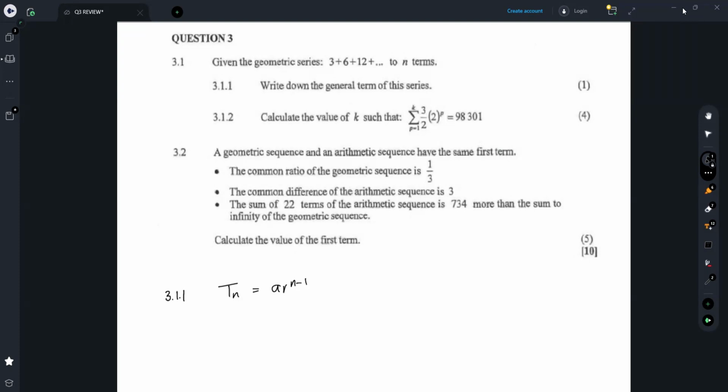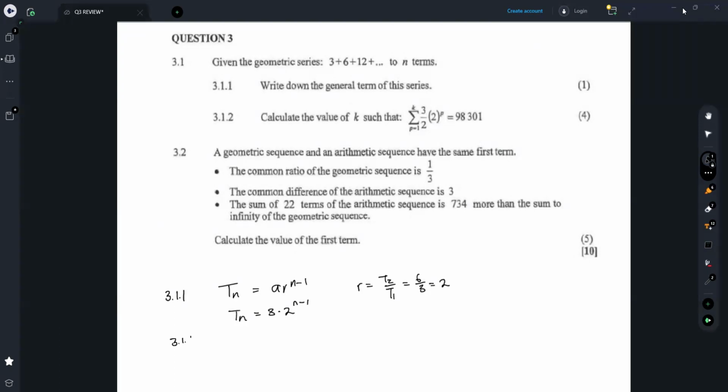Okay. So now the question is, what is the value of R? Which could be easily found by saying T2 over T1. In this case, we have 6 over 3, which should give you your 2 there. And the value of A is the value that you're given at the beginning. It's the first term. So in this case, Tn is equal to 3 times 2 to the power n minus 1, like that, right? And that would be the pattern, or the general term of the series.